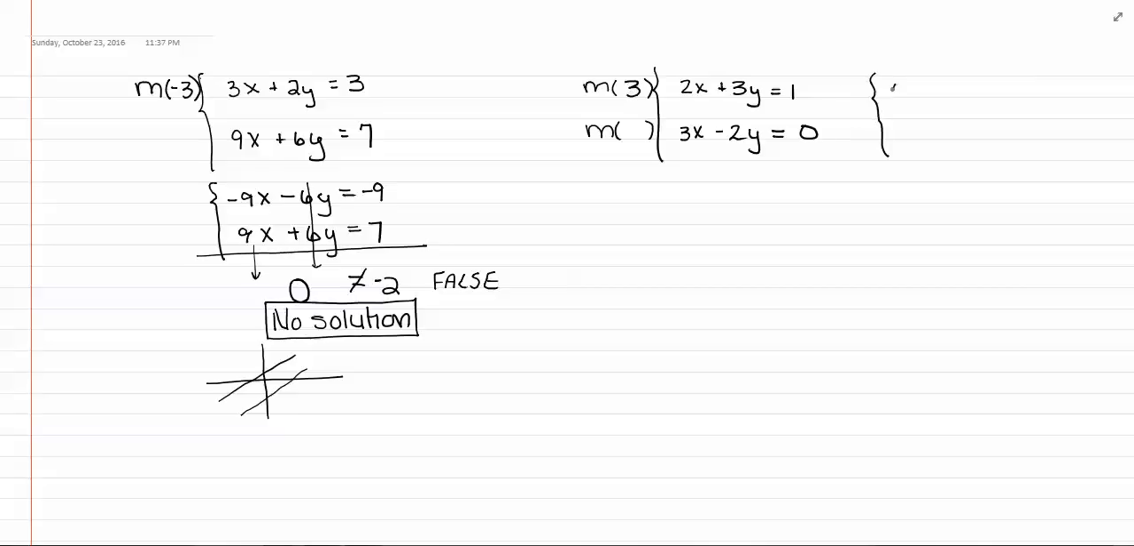3 times 2 is 6x. But then every number in that line has to be multiplied by 3. So I have plus 9y equals 3. In my second equation, the first number has to be a negative 6, so I'm going to multiply by negative 2 times 3. I could have easily multiplied the top by negative 3 and the bottom by positive 2. I just need these two numbers to be opposites. And whatever I multiply that by, I have to follow through. So negative 2 times negative 2 and negative 2 times 0.